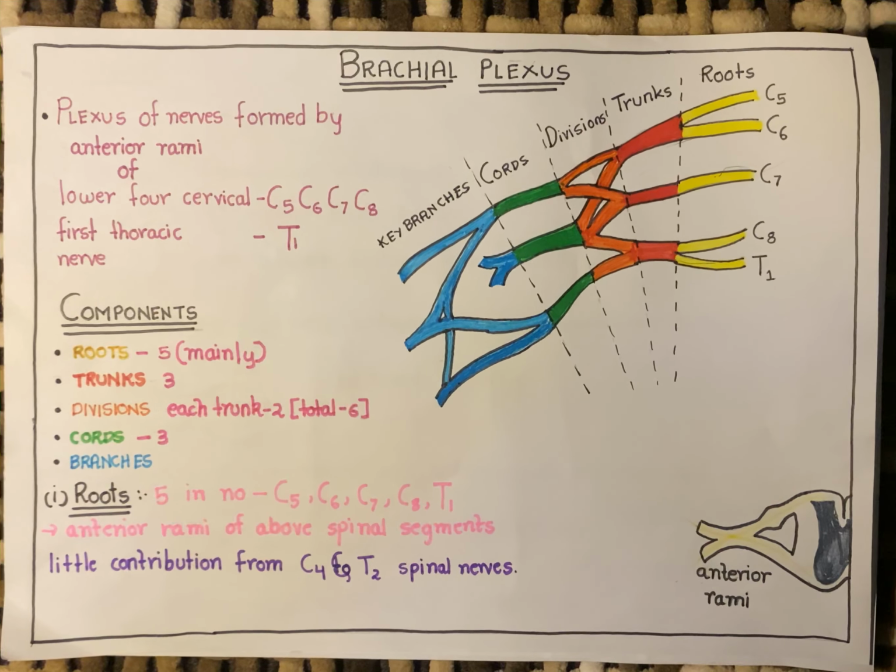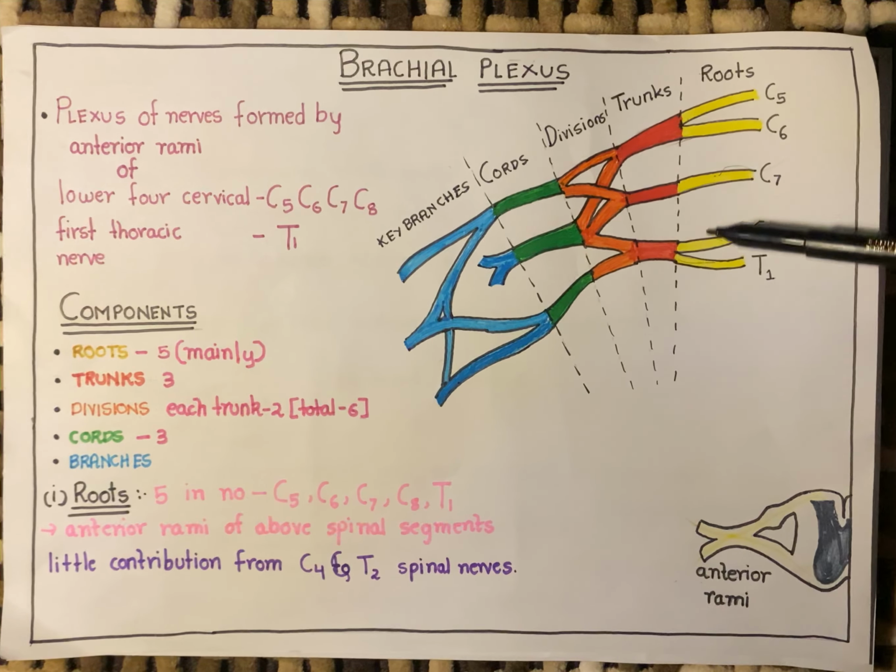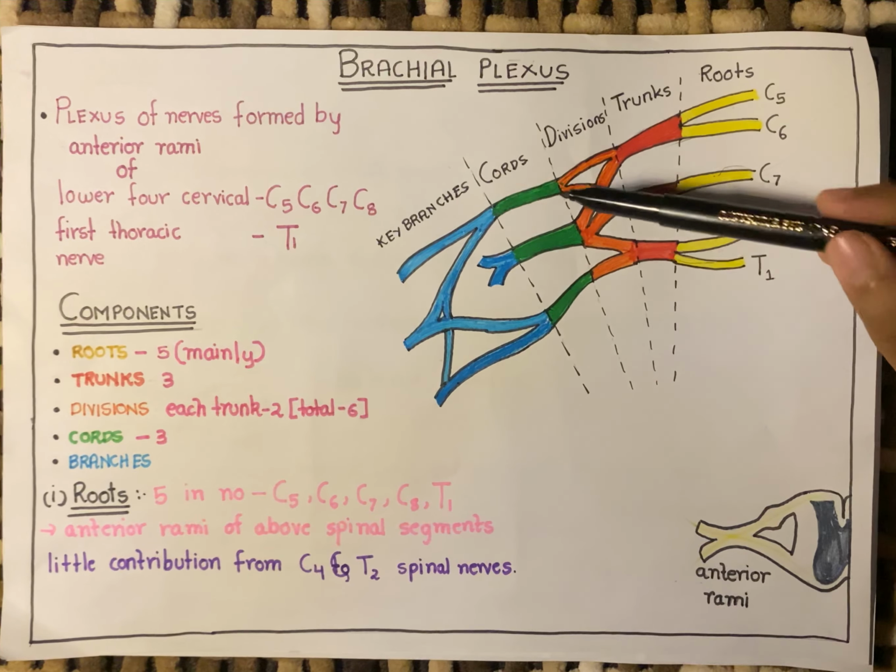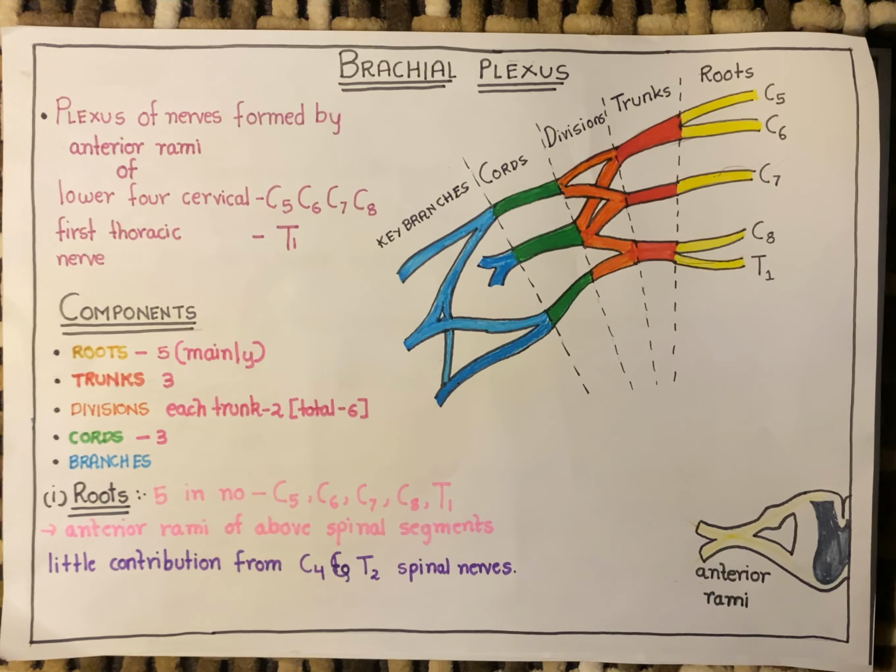Now, moving on to the various components of the brachial plexus. In total, there are 5 components: the roots, the trunks, the divisions, the cords and the branches. First, let's talk about the roots. The roots are 5 in number and arise from the anterior rami of the C5, C6, C7, C8 and T1 spinal segments. There might be a little contribution from C4 and T2 spinal nerves as well, but the main roots are from C5, C6, C7, C8 and T1 spinal segments.